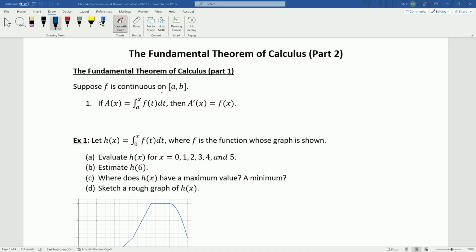Suppose f is continuous on the interval from a to b, then if capital A of x equals the integral from a to x of f of t dt, then A prime of x equals f of x. So, in other words, if you have a net area function or an accumulation function that starts at a and accumulates the values of the function ending at x, the rate of change of that accumulation is the little function f of x.